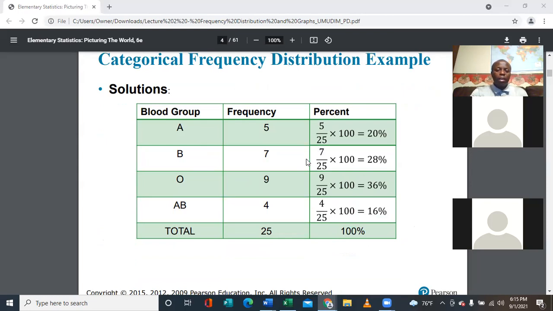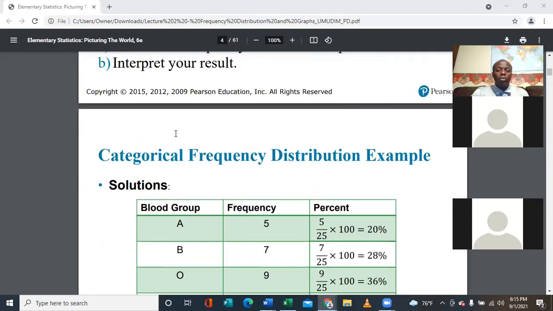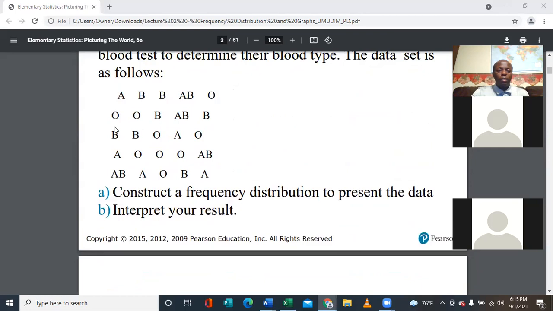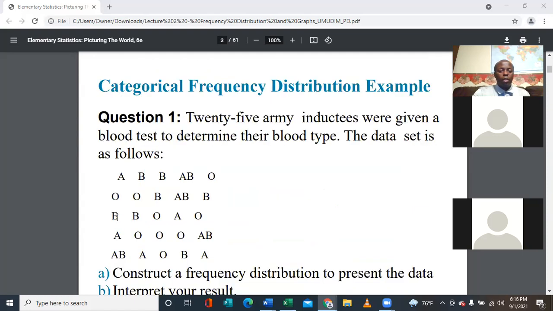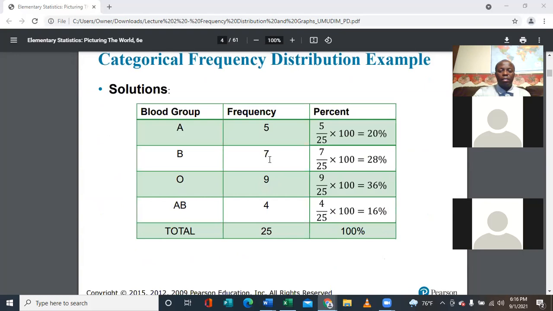Okay. Now, for the A group, how many of them do we have? We have 1, 2, 3, 4, 5. So that's why we have the frequency of 5. And for the B group, we count it from here. 1, 2, 3, 4, 5, 6, and 7. You can see the 7 here. So we follow the same process all the way to the last one to get the other frequencies. Then we add them together to get the total.